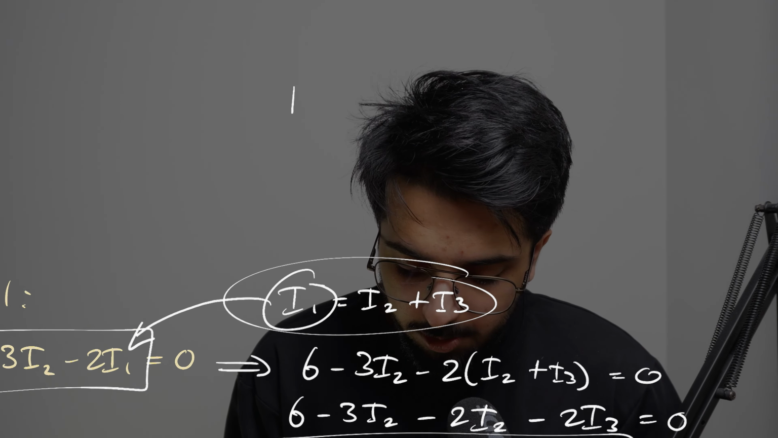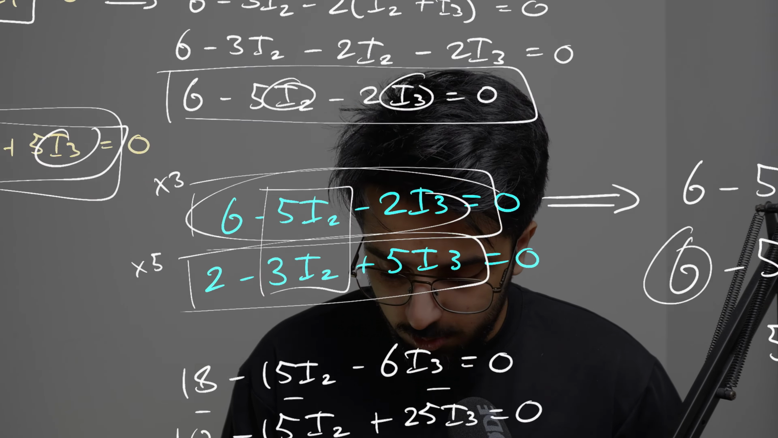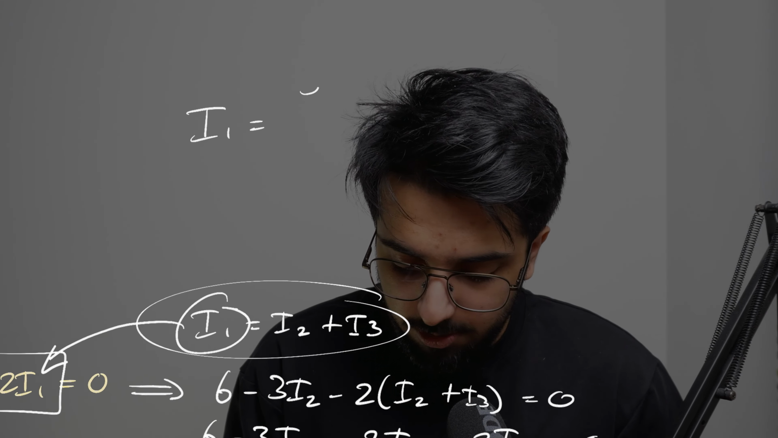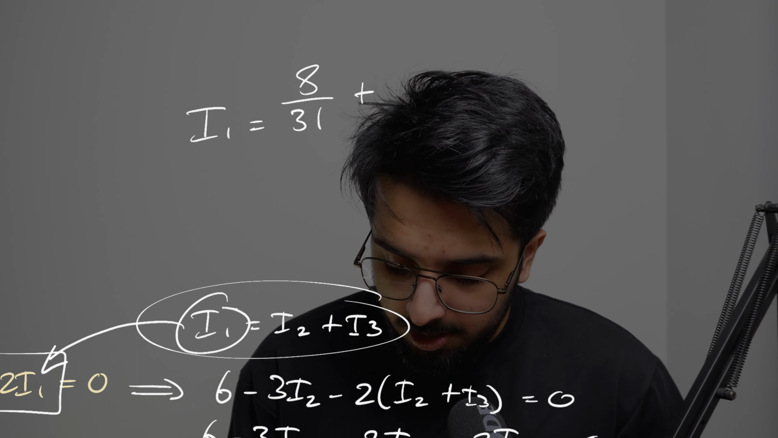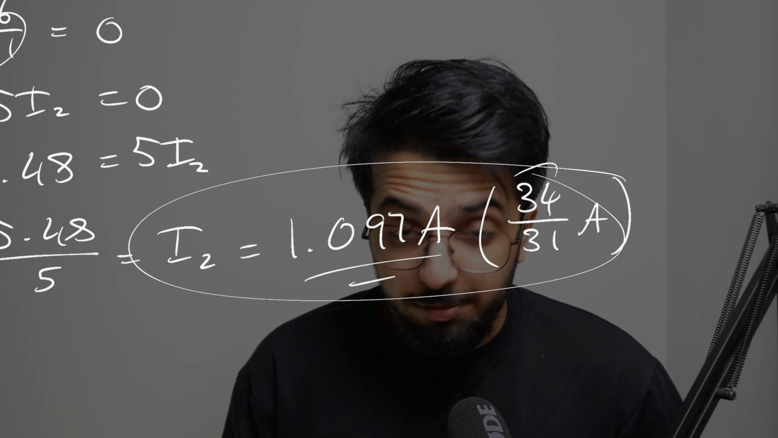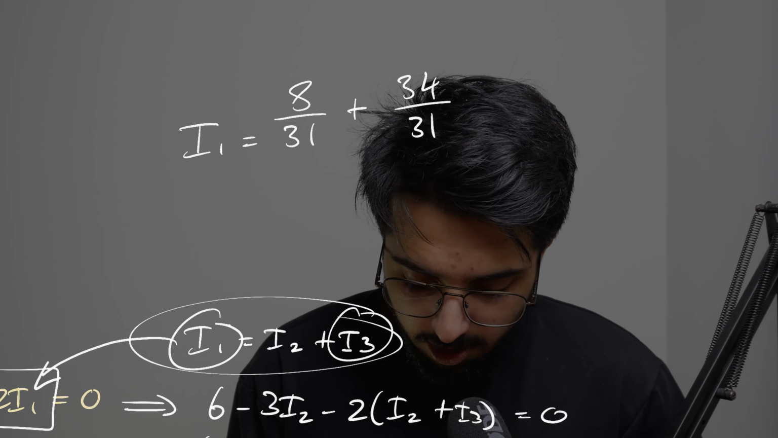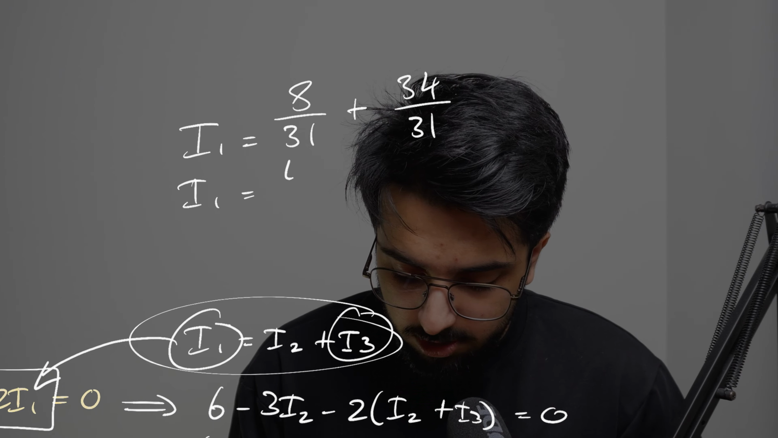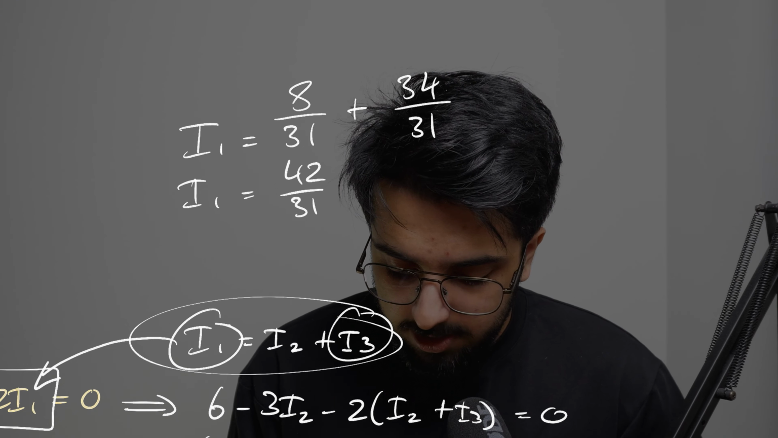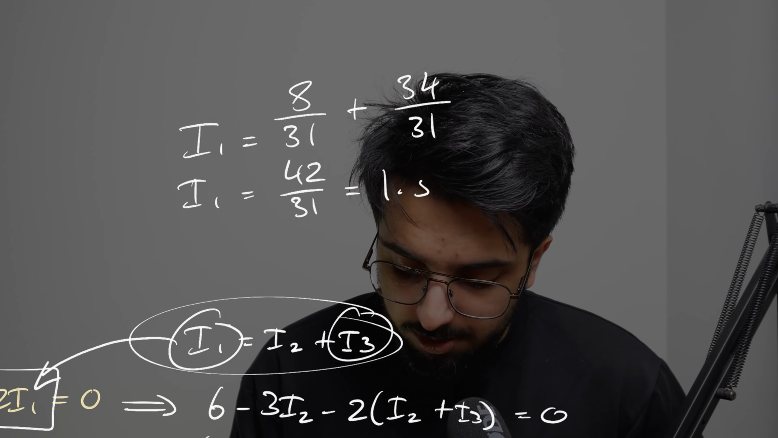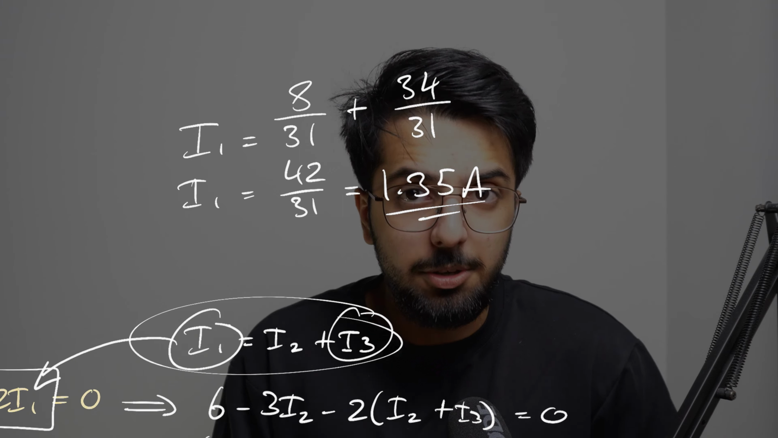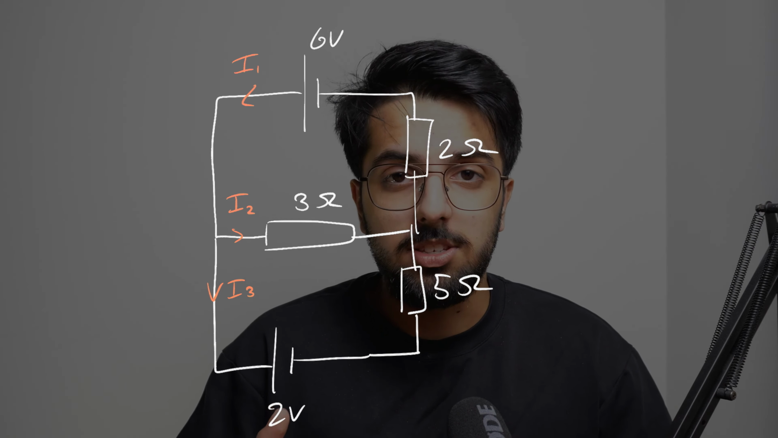And so therefore, I1 is equal to I2, which is 8 over 31, so 8 all over 31, plus I3, which we just found as 34 all over 31, so 34 all over 31. And so therefore, I1 is equal to 42 all over 31, or we can say this is equal to 1.35 amps. There we go. There is another way in which we can solve this problem.